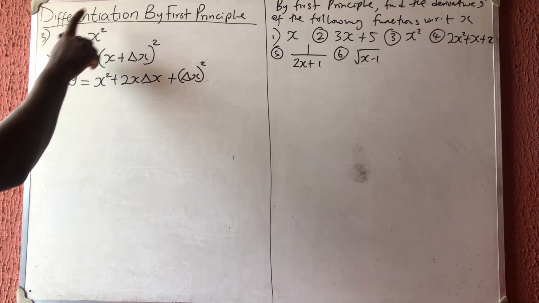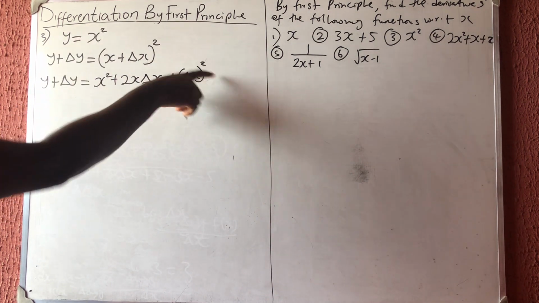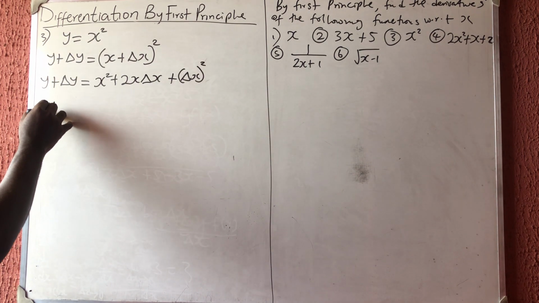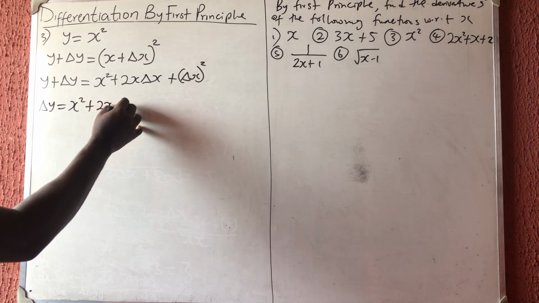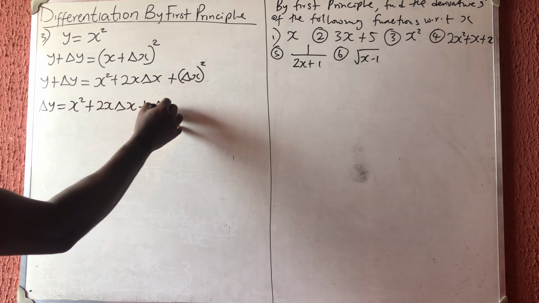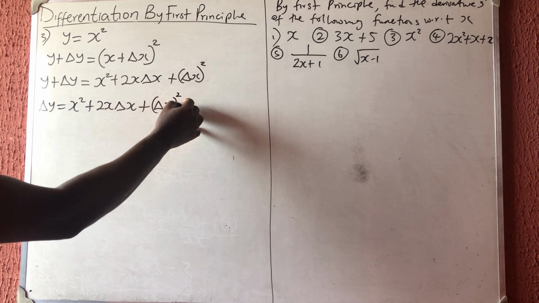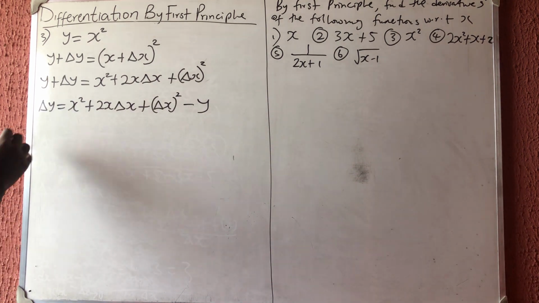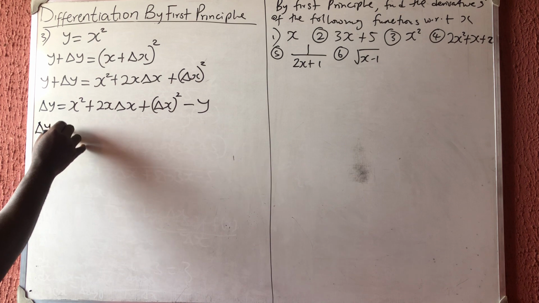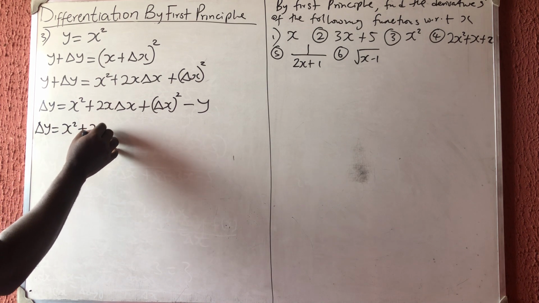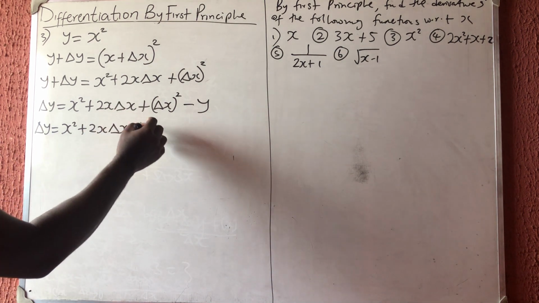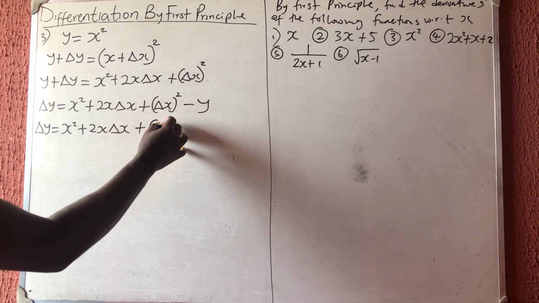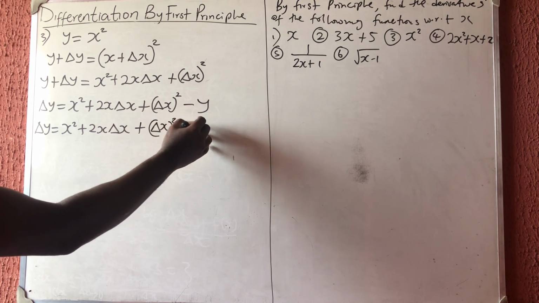Now this one needs to move to this side. If this one is moving to this side, I'm going to have that change in y is equal to what? x squared plus 2x change in x plus change in x all squared minus y. Okay, so change in y will now be x squared plus 2x change in x, right? Then plus what do we have? Change in x all squared minus what is my y?